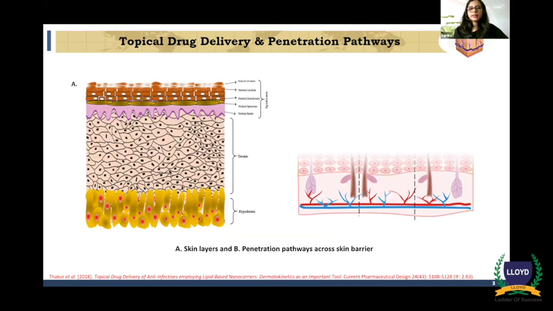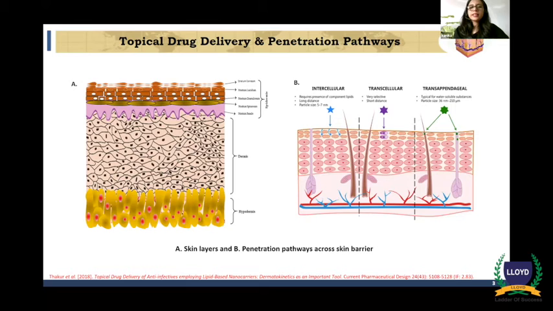So as I said, topical drug delivery seems to be very easy. The formulation development seems to be very fascinating and compliant. However, the real story is not so.